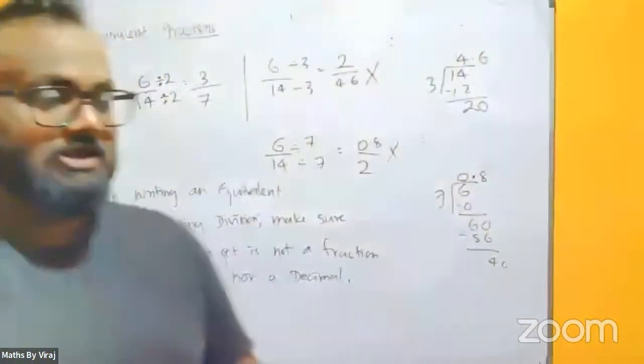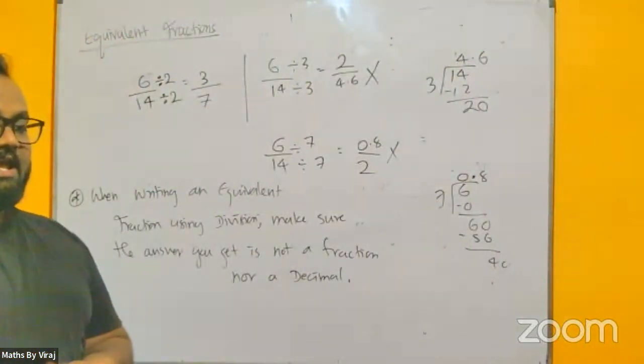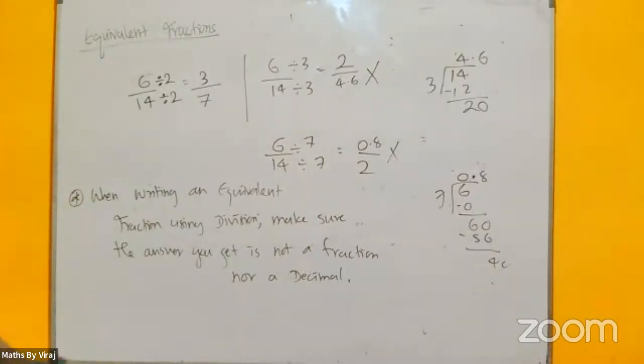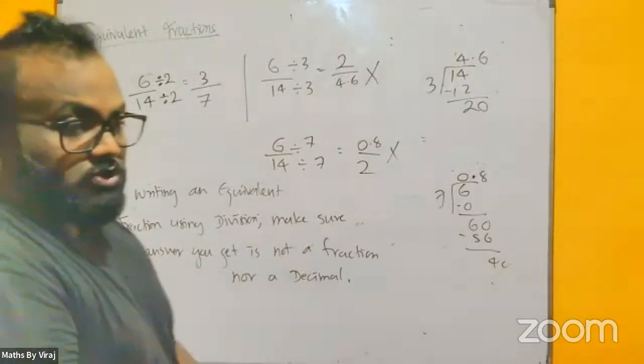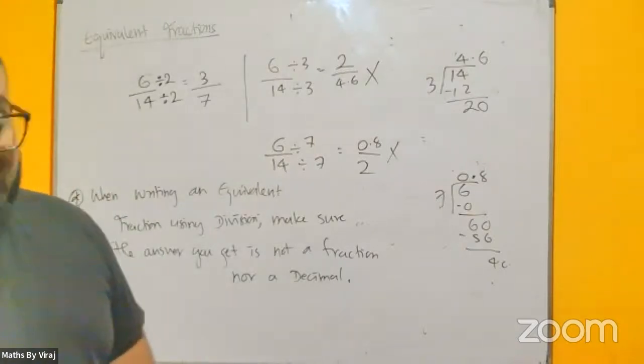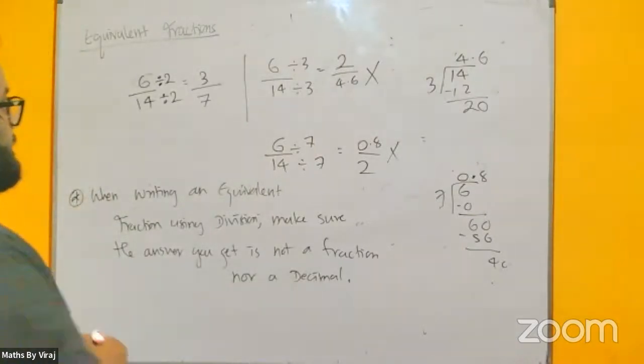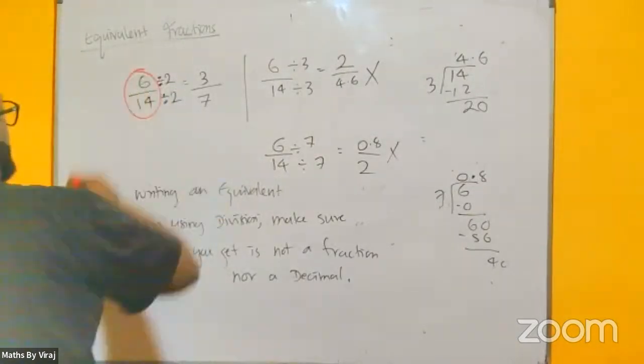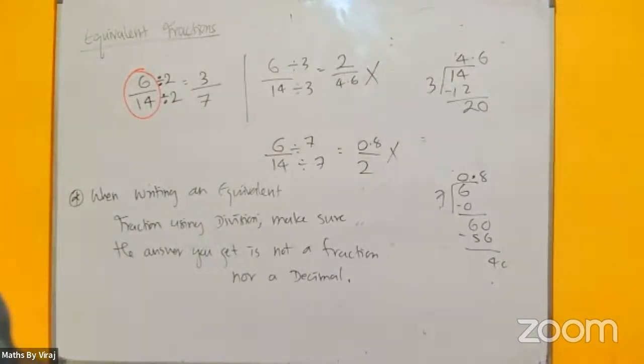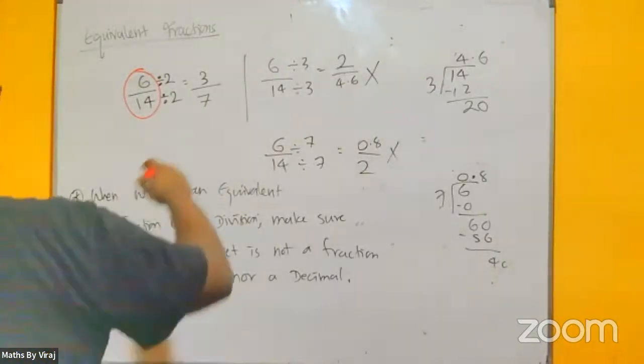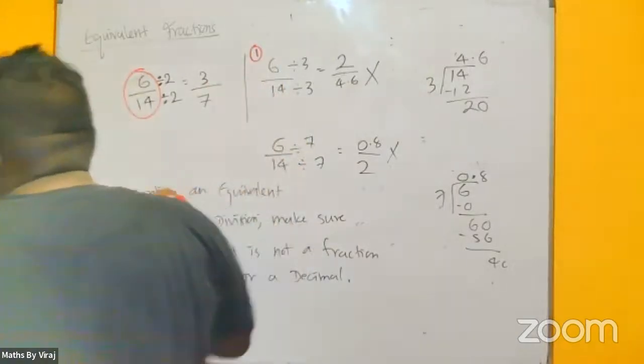Right, children? Now let's look at this all over again. Equivalent fractions. Now you see that I have chosen the fraction 6 upon 14. In the first instance, I divide 6 upon 14 by 3.